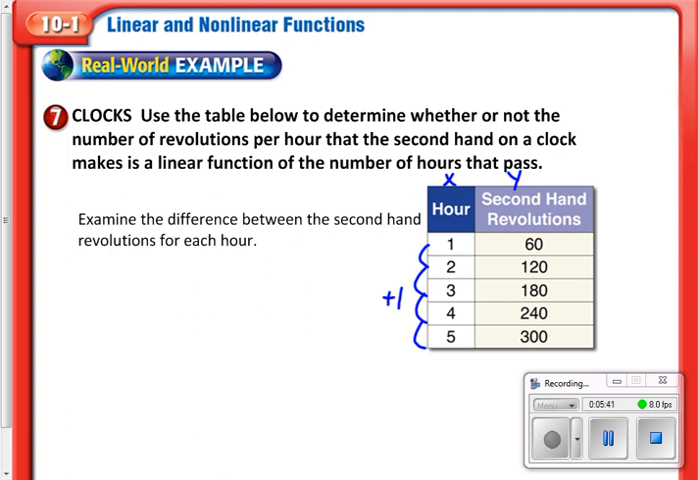If you look at the next set, everything here is increasing, and they're all increasing by 60. So when you do your change in y over change in x, it's 60 over 1, 60 over 1. Everything is 60 over 1, meaning it has a constant rate of change. So this is linear. This will conclude 10.1 linear and nonlinear functions.